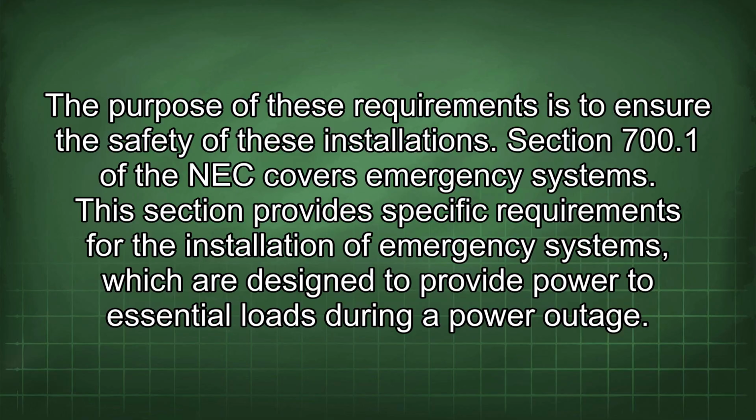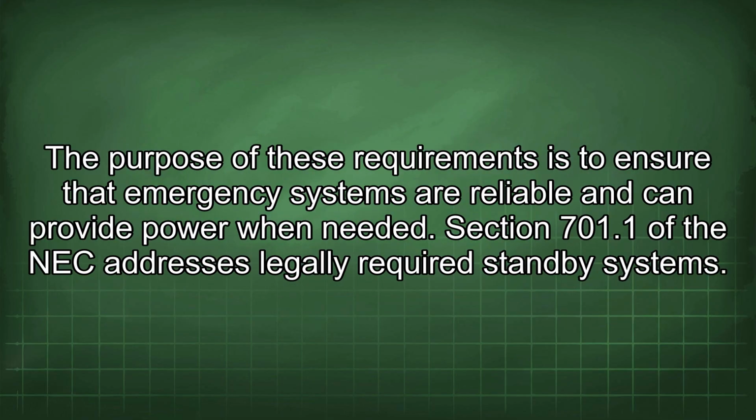Section 700.1 of the NEC covers emergency systems. This section provides specific requirements for the installation of emergency systems, which are designed to provide power to essential loads during a power outage. The purpose of these requirements is to ensure that emergency systems are reliable and can provide power when needed. Section 701.1 of the NEC addresses legally required standby systems.